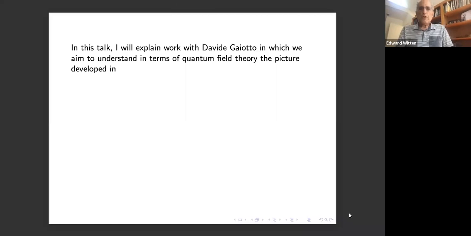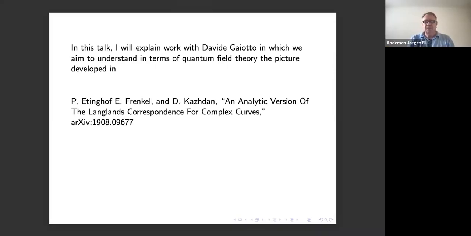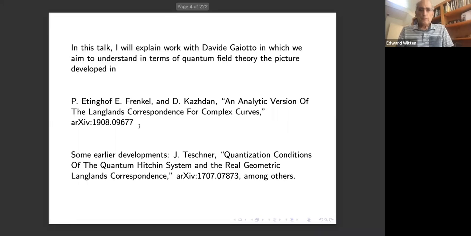So I'm going to be talking about work with Davide Gaiotto, where we try to understand, in terms of quantum field theory, a picture developed in this paper, and also in two later papers by the same authors. It was based on earlier developments, which include this work by Teschner. Actually, my paper with Gaiotto, I think, will be on the arXiv tomorrow.